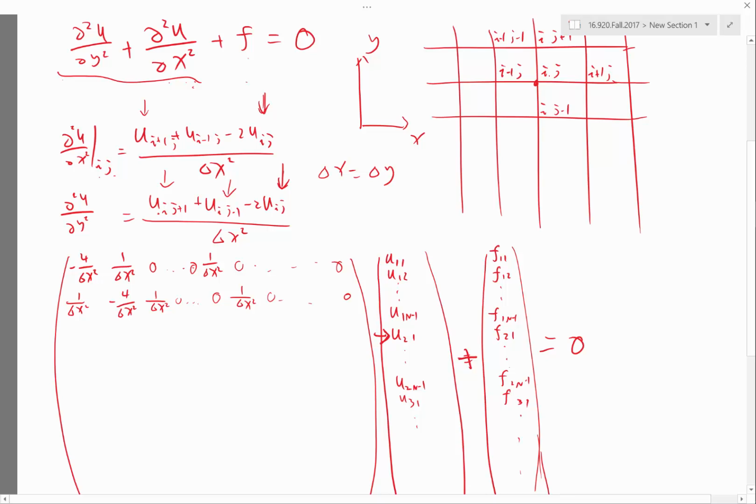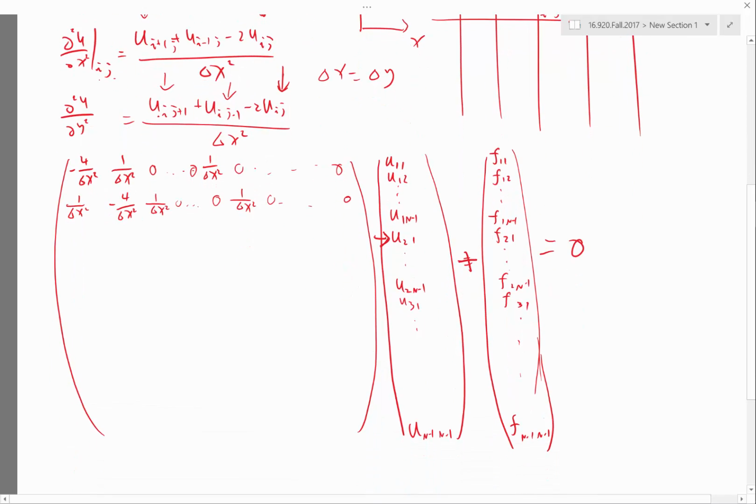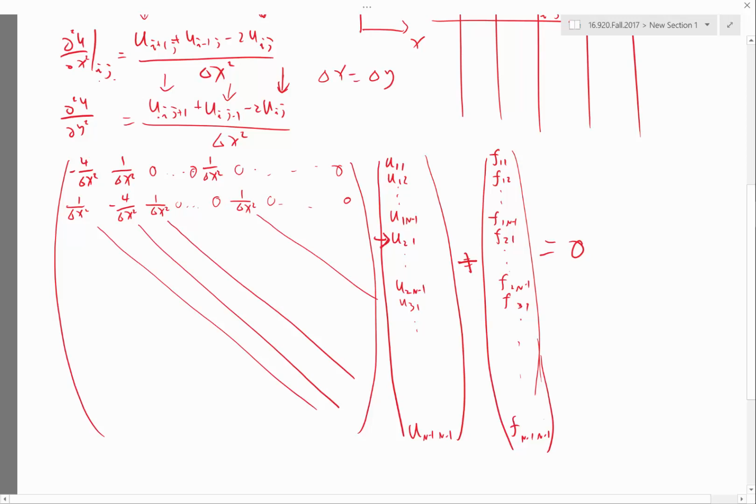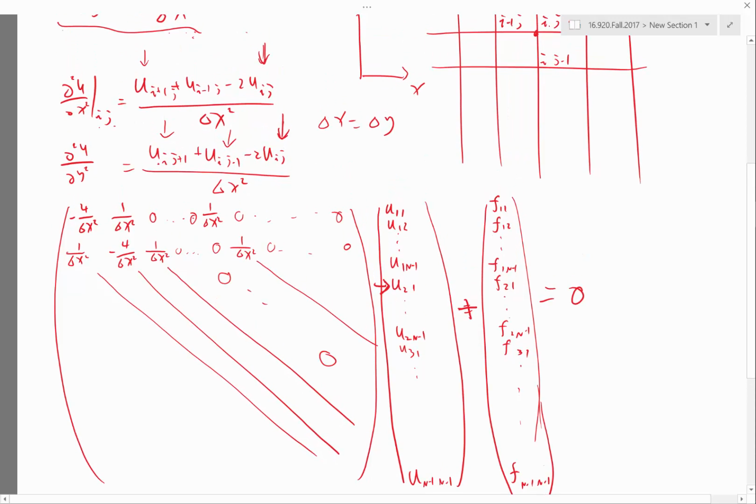So what you see is that I'm going to get several diagonals. The main diagonal is always minus 4 over delta x squared. This is always going to be 1 over delta x squared. This is always going to be 1 over delta x squared. And then I have a bunch of zeros in the middle. And starting from the nth entry, right? This is the nth entry. I have another diagonal line that is 1 over delta x squared.